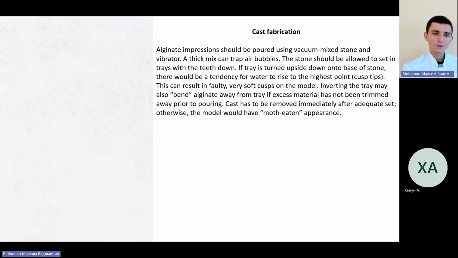Inverting the tray may also bend alginate away from the tray if excess material has not been trimmed away prior to pouring. The cast has to be removed immediately after adequate set. Otherwise, the model would have a moth-eaten appearance.